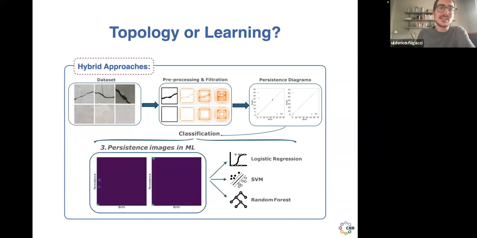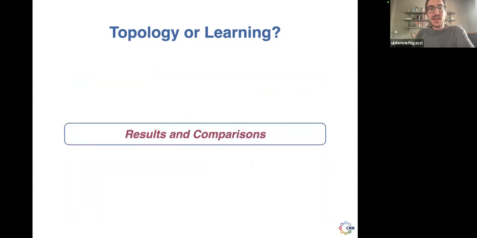So in this case, those hybrid approaches perform this kind of pipeline. From data to persistent diagrams, then diagrams are vectorized into persistent images, and then a machine learning technique is applied. Okay, let's try to see the results that we obtained in this kind of analysis. And let's start with persistent homology.